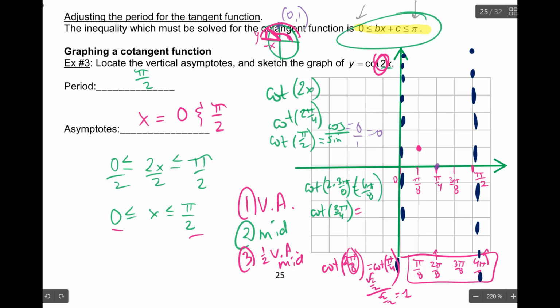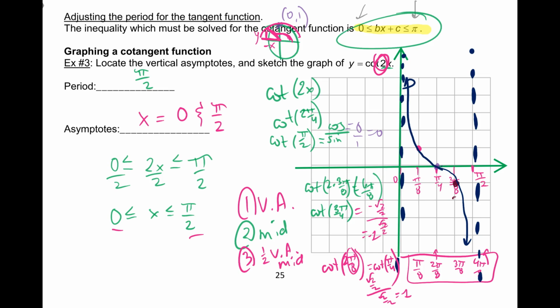So this means that my cosine is going to be negative. Cosine, because cosine's x. So negative square root of 2 over 2 over square root of 2 over 2. That's just going to be negative 1. So I have negative 1 value right here. So now we just have to connect the dots. Connect it this way. Connect it this way. It looks just like a tangent function, flipped and moved over to the side. Makes sense because cotangent is just a reciprocal function.